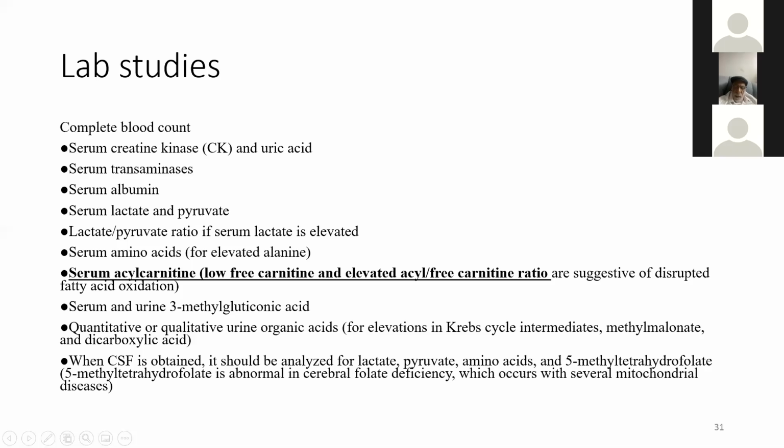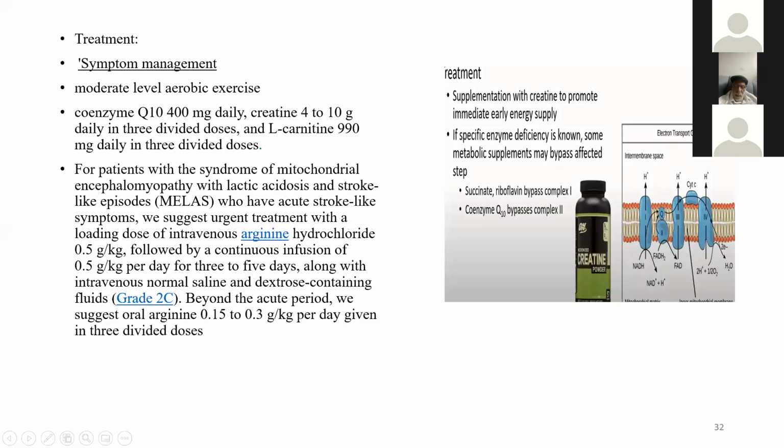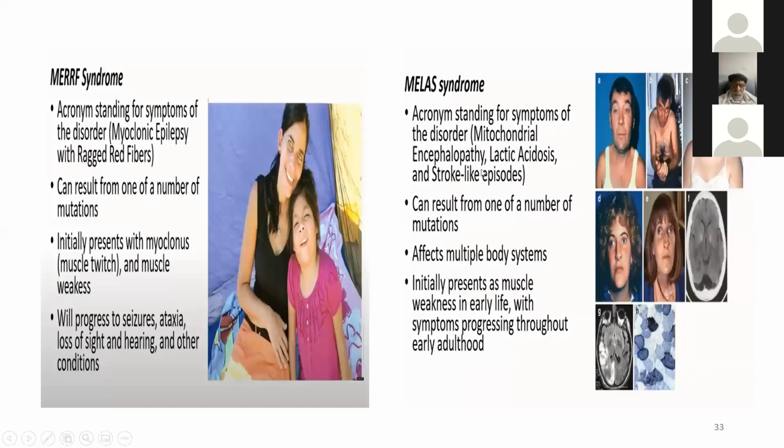Now we return to the treatment of mitochondrial myopathy. No curative treatment. Some low-evidence studies suggest that coenzyme Q10 or creatine may be beneficial. These are some photos of MERRF syndrome. They have myoclonic epilepsy, ragged red fibers, and this is the MELAS syndrome. It refers to mitochondrial encephalopathy, lactic acidosis, and stroke-like episodes.